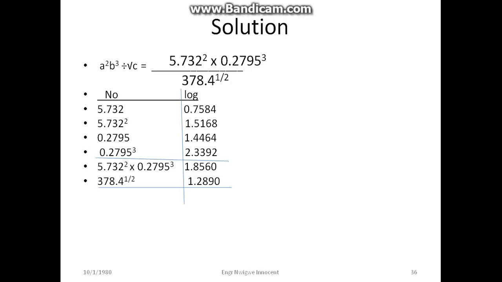Therefore, if we subtract 1.8560 from 1.2890, we get 2. The first digit will not be minus, because it is where it is minus minus. Therefore, we have 2.5670, the antilog of 2.5670.